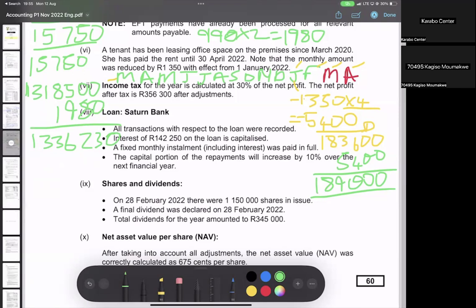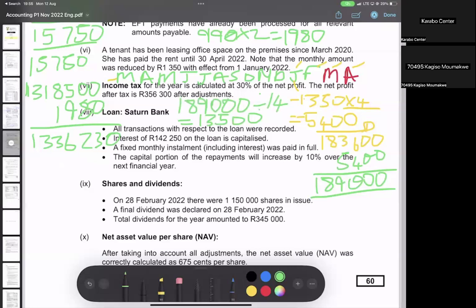So we have to calculate our months from March until April to see how many months we paid. So from March to April, it sums up to 14 months. So we paid 14 months. So we have to say 189,000 divided by 14, and let's see how much we get. So this is our rent per month before reduction. So our rent per month before the effect of 1,350 is 13,500.